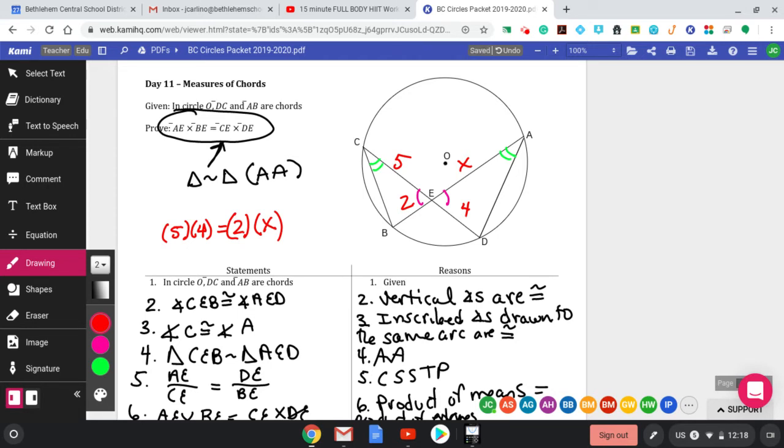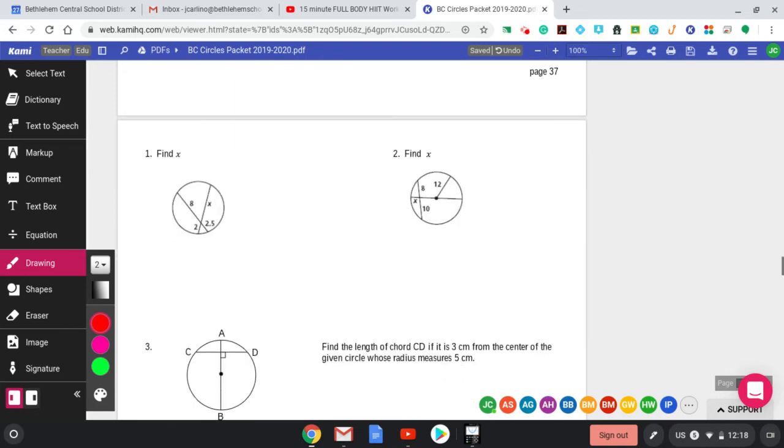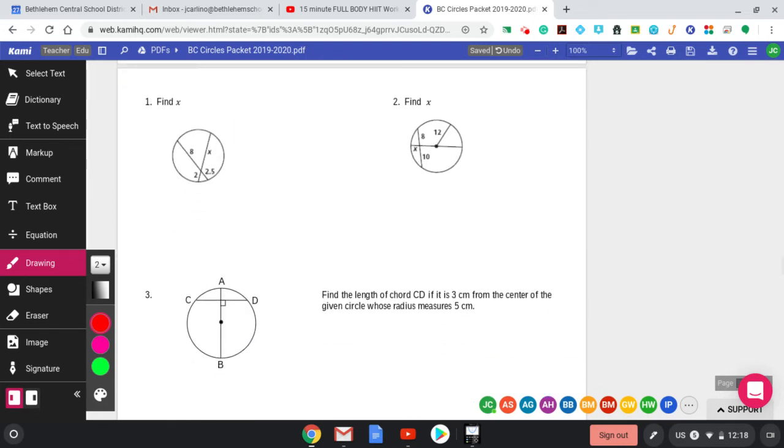That 2 times x, those two parts are equal to 5 times 4, the other two parts of another chord. Okay? So that's what we're saying right now. Part times part equals part times part. All right? For 2 chords only. 2 chords. Doesn't work for secants or tangents. 2 chords. All right, so let's go a basic one here.